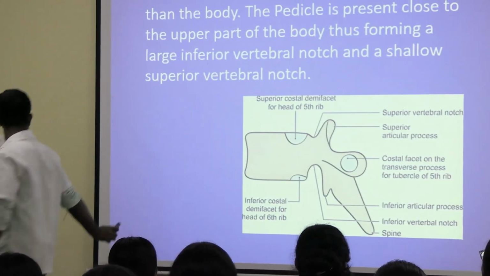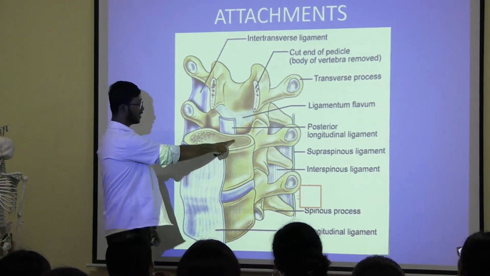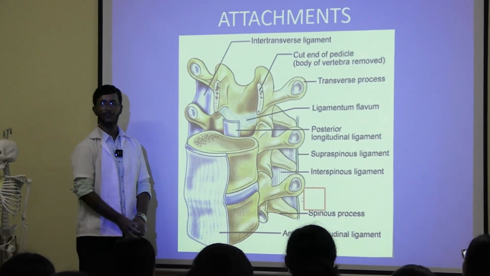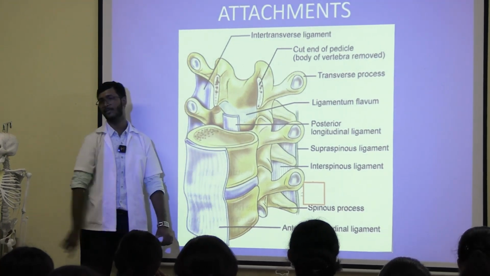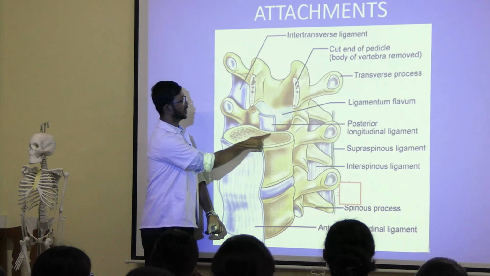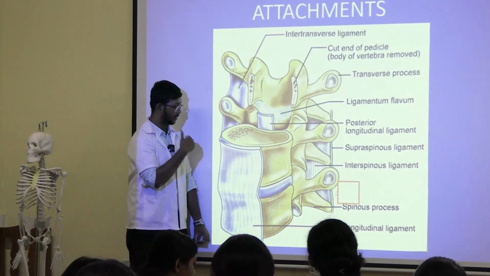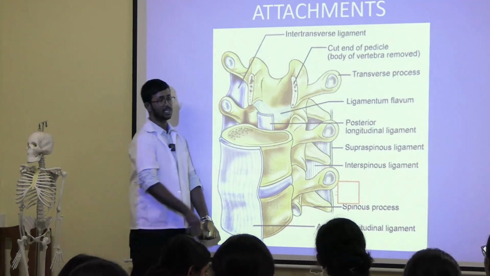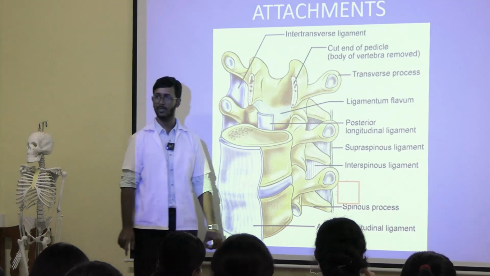Same thing only. Now coming to attachments. This is the body. From the upper border of the body you will see the anterior longitudinal ligament, and through the posterior surface you will see the posterior longitudinal ligament.